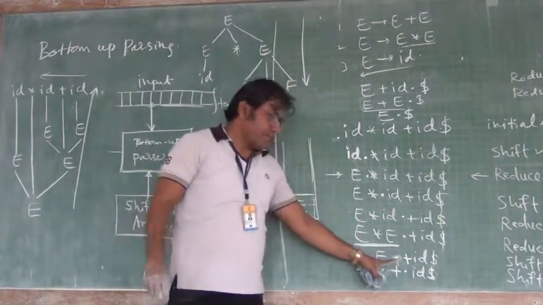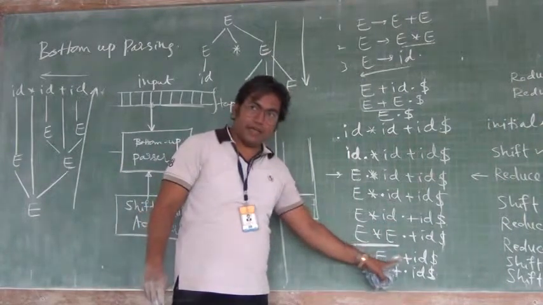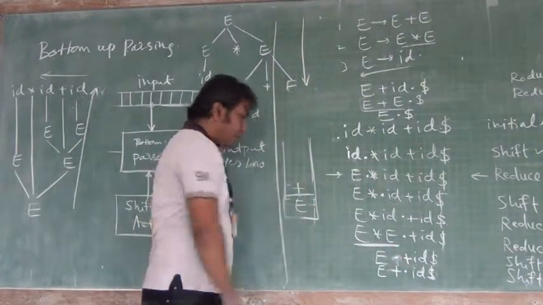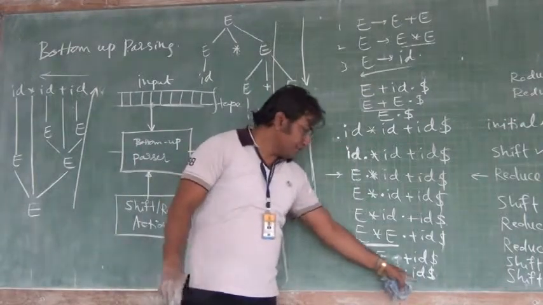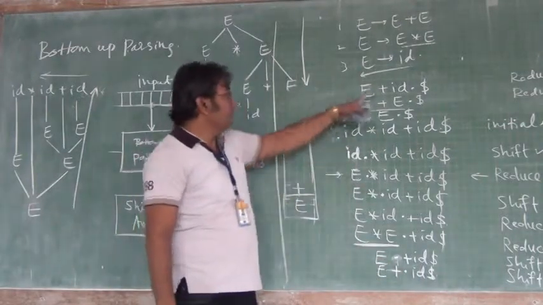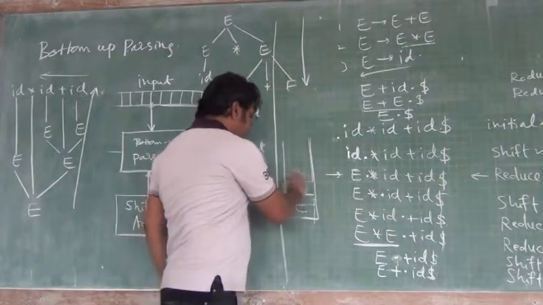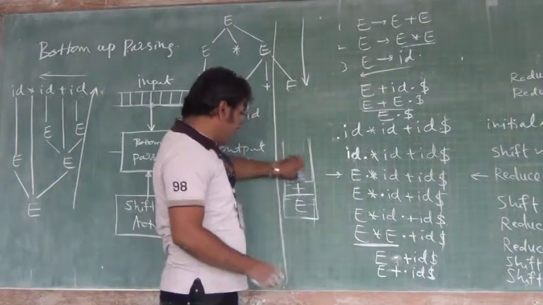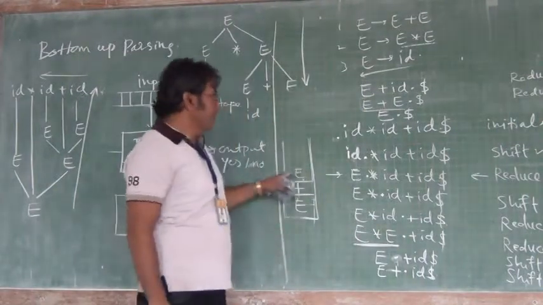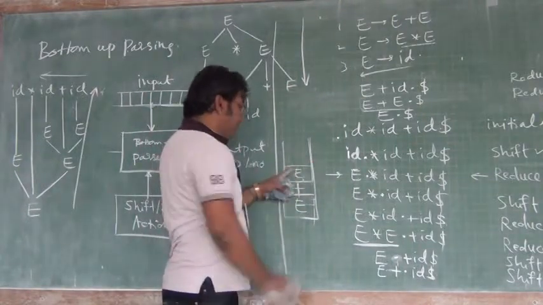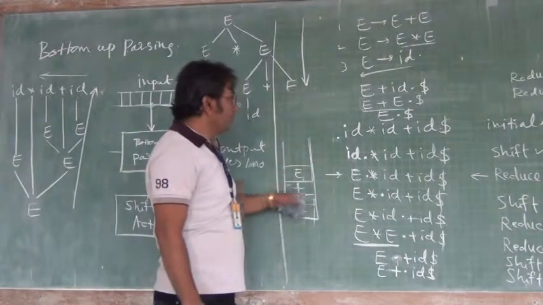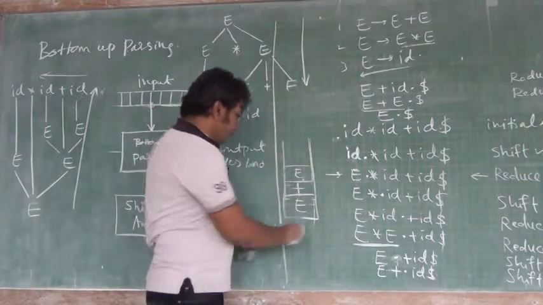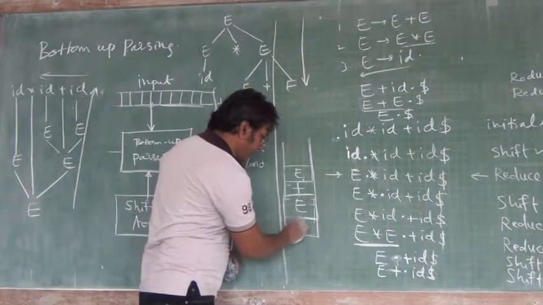Now my pointer is here. What do I do? I shift my head, which means I read plus, and that I push onto the stack. Further, I shift. So ID comes over here. So this ID I pop and push E here. So here I find the pattern on the stack equivalent to the right-hand side, and I decide to reduce.